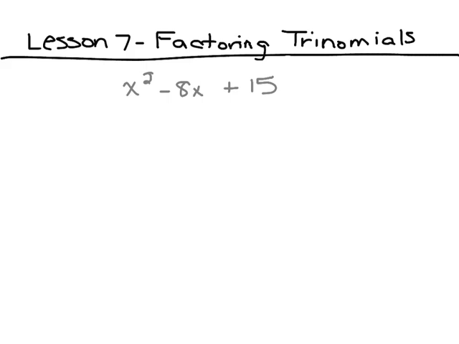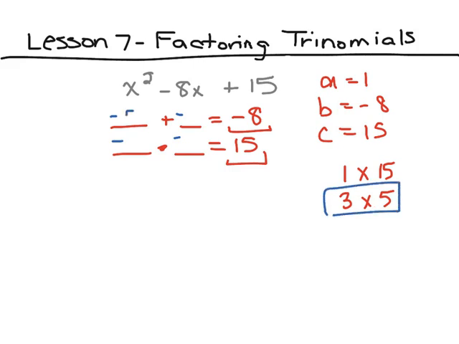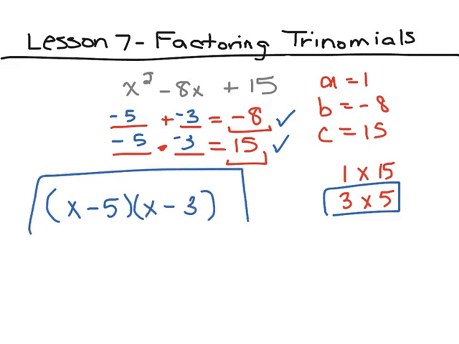For the last example, we have a equals 1, b equals negative 8, and c equals 15. We want two numbers that add up to b, which is negative 8, and multiply to get 15. 1 times 15, and 3 times 5. Because this is positive and this is negative, we know that both of our numbers will have to be negative, and negative 5 plus negative 3 will make negative 8. So this works. So we put it into our brackets as x minus 5 and x minus 3. So this is our factored polynomial.